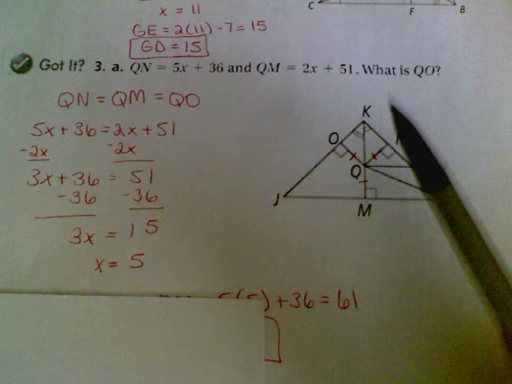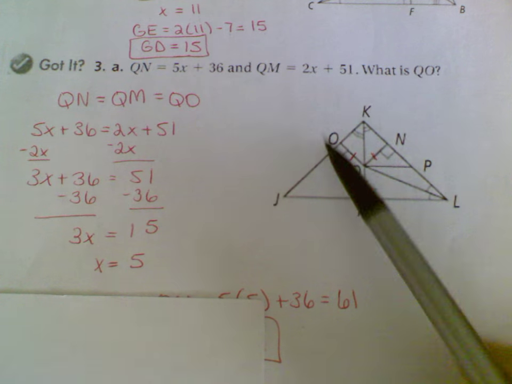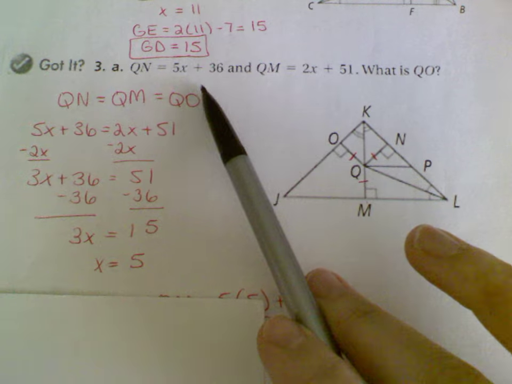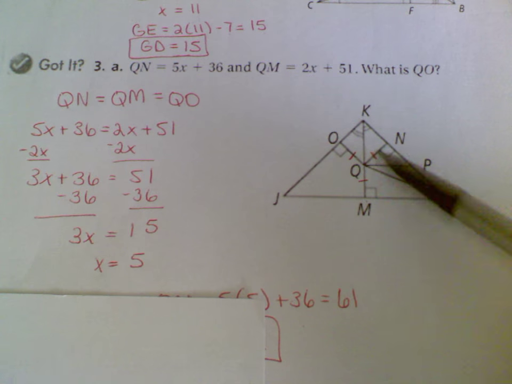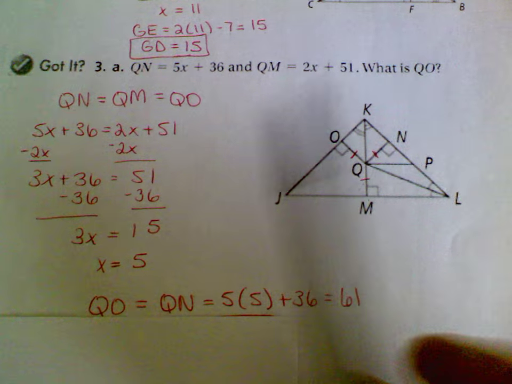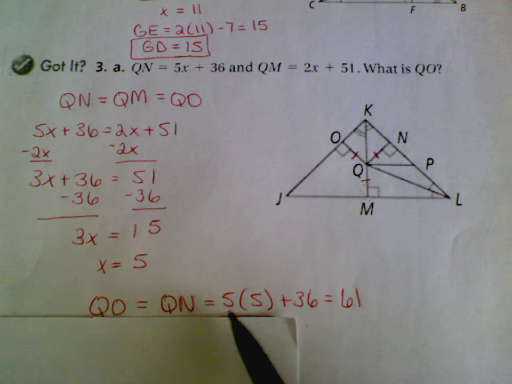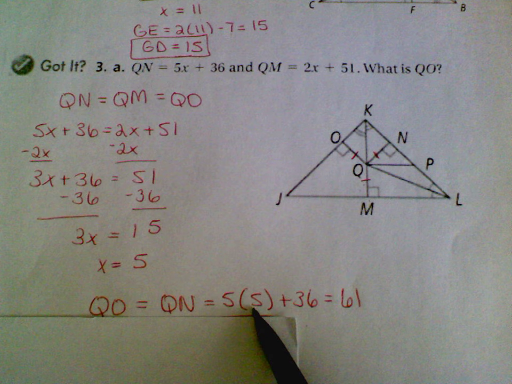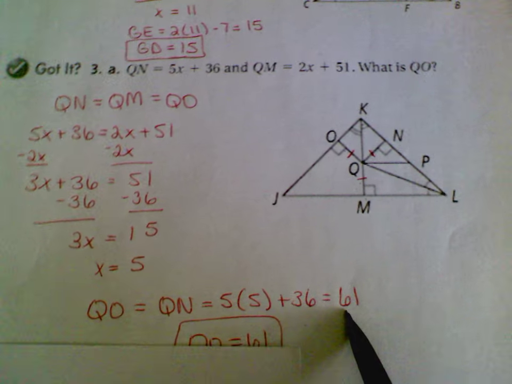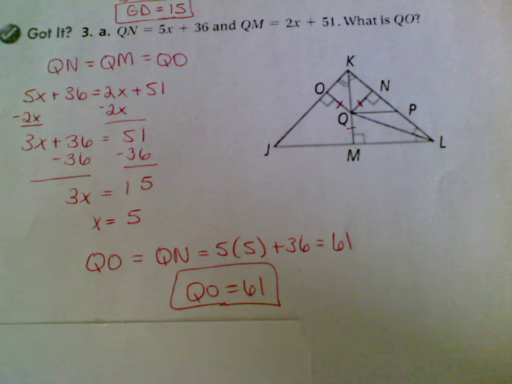It's asking for the length of QO. Again, I don't have an expression for QO, but I do know that it doesn't matter which expression I use because all of these are going to be the same length. So I just took the QN expression, and I put 5 in for x. So 5 times 5 is 25, add on 36, and I got 61. Therefore QO is also 61.